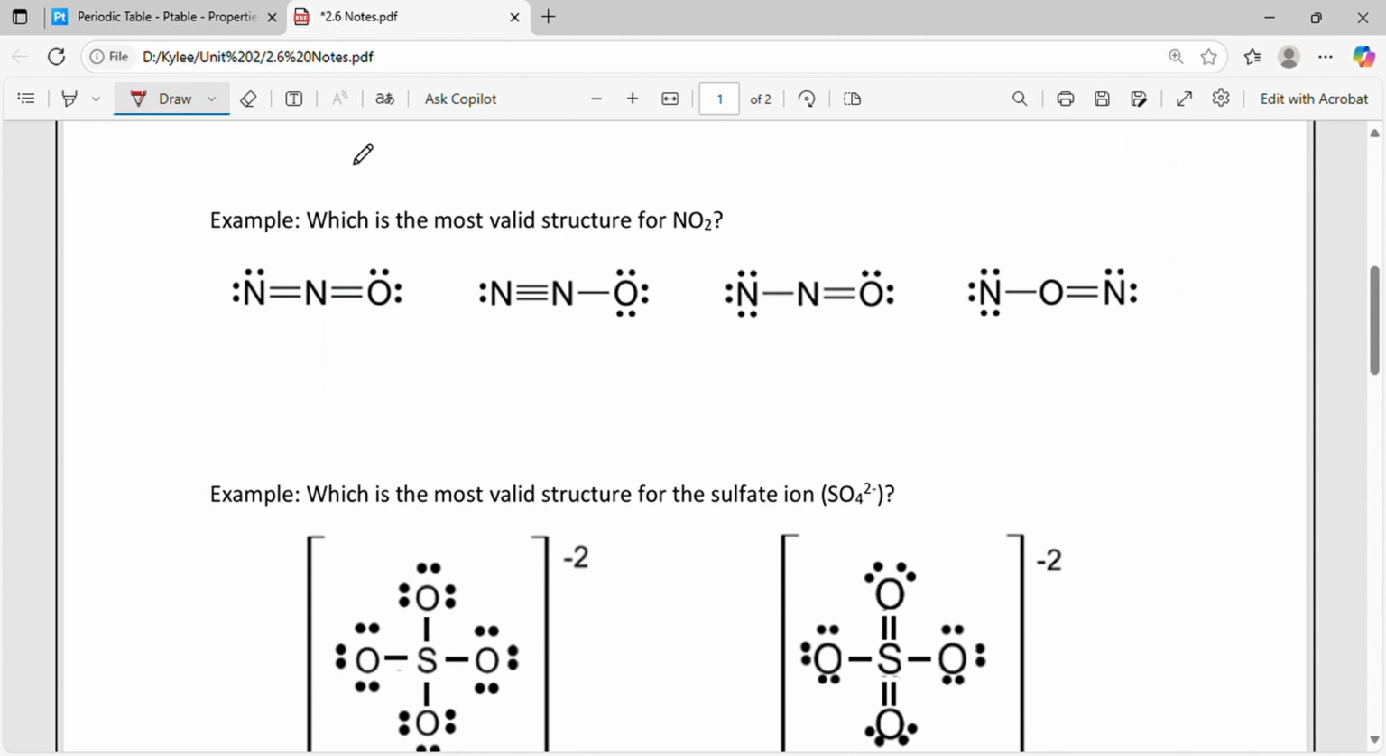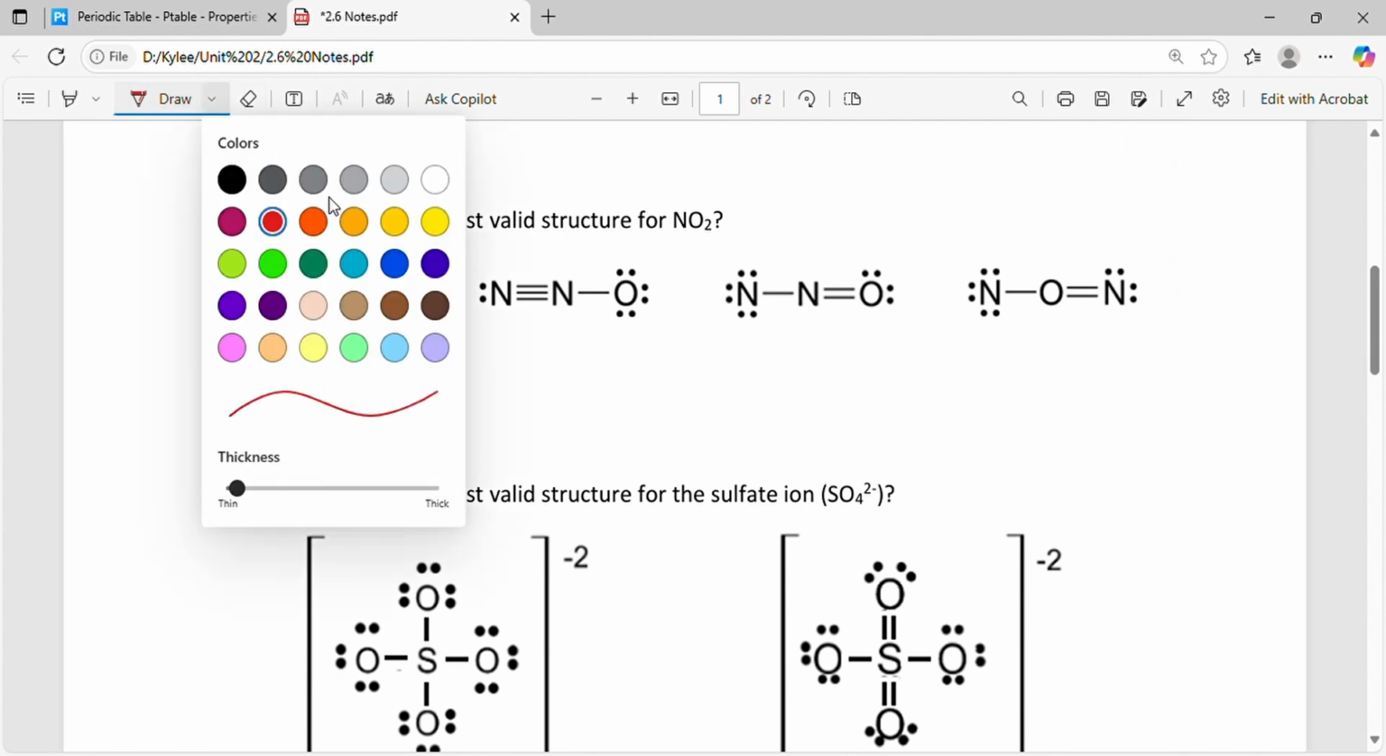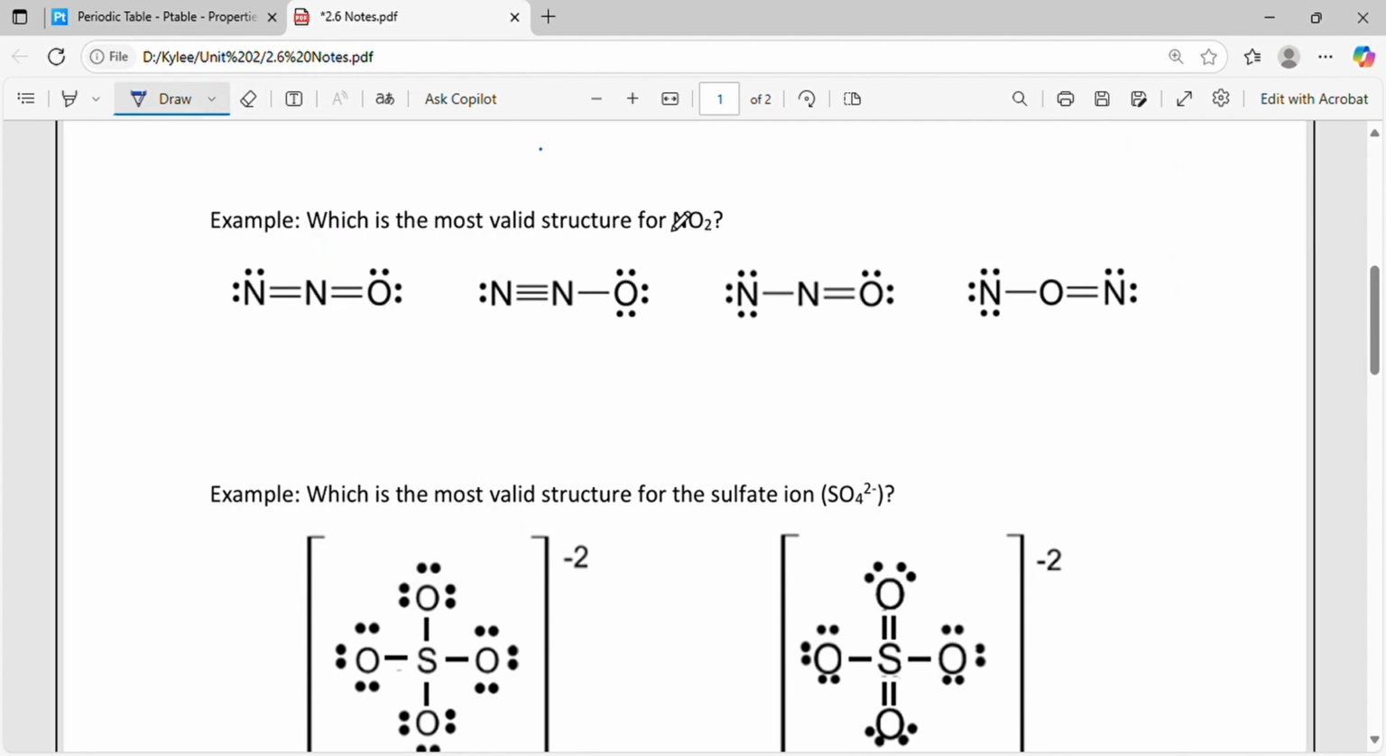Here we have an example that is actually written wrong. This should be N2O. All the pictures are correct though. So we have 4 different options for N2O. And again, all of them have the correct number of electrons. All of them have octets.